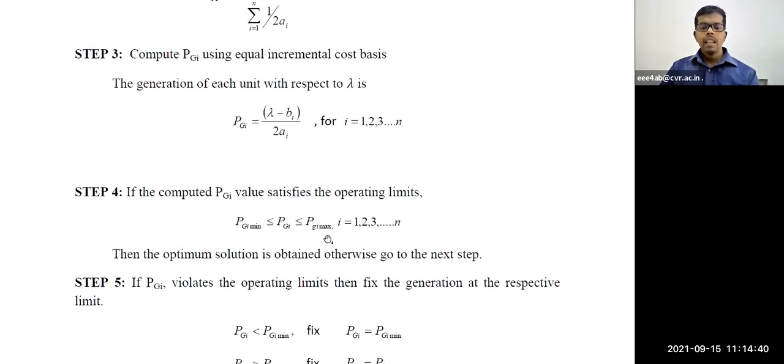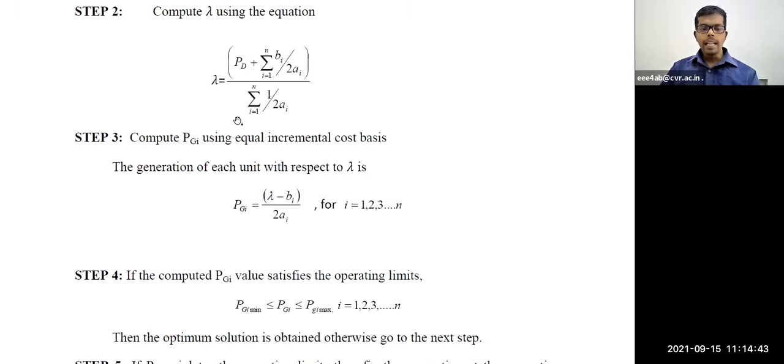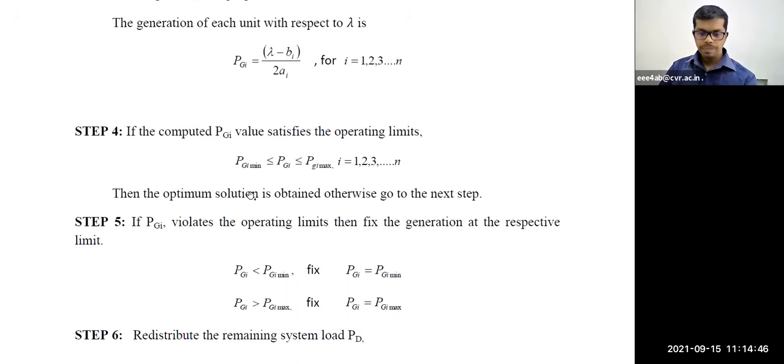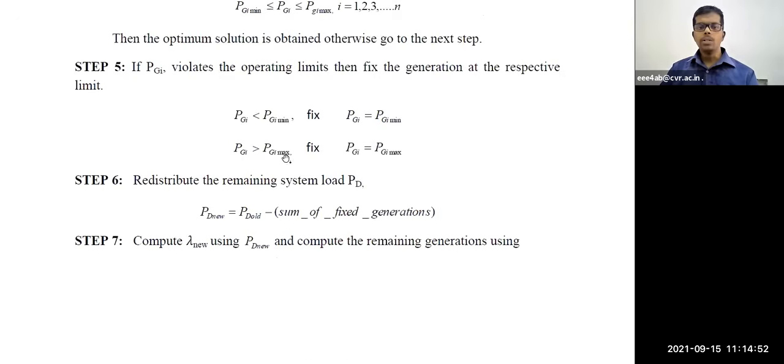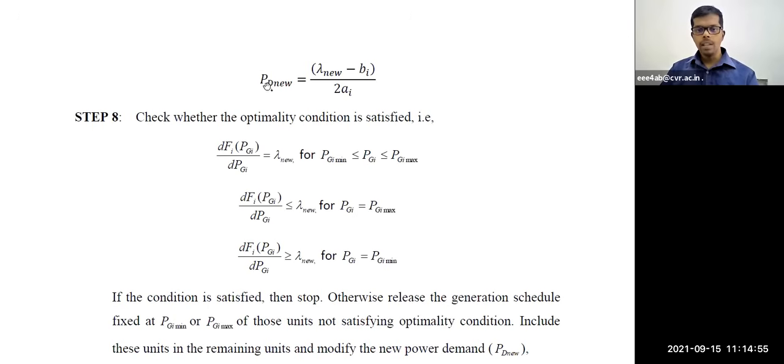Next, like lambda new, we need to calculate PGI new also. What is the formula for PGI new? Sorry, this was wrongly given. PGI new is equal to lambda new minus BI divided by 2AI. For example, PG1 we already fixed, so we need to calculate only PG2 new and PG3 new. That alone you need to calculate.